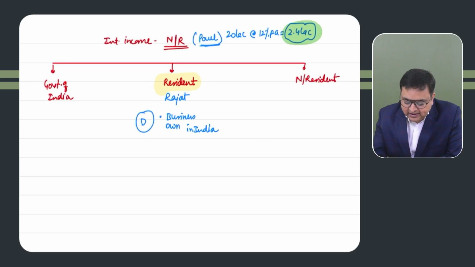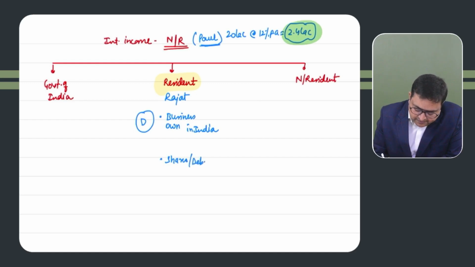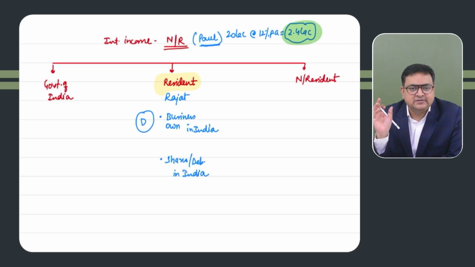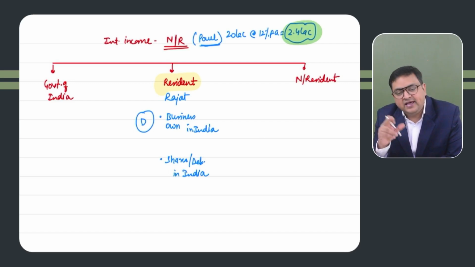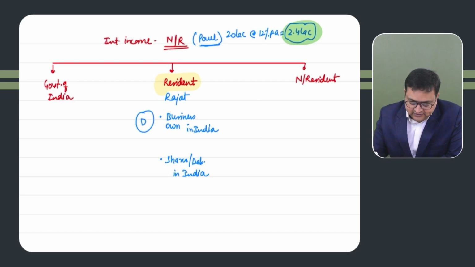What does it mean? It means that if I have purchased some shares or other securities or debentures of an Indian company in India, let's say I have purchased Reliance shares, or Infosys debentures, any Indian company shares or debentures, again I'm using this money in India. So this is called indirect investment, right?